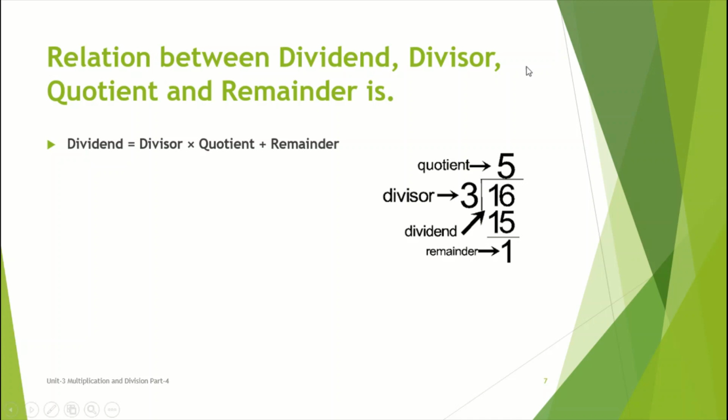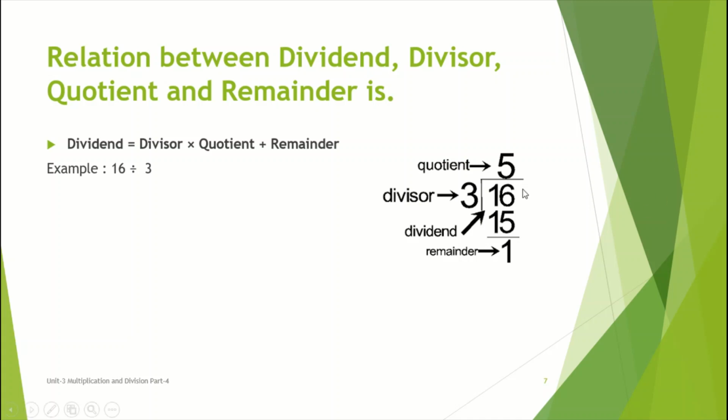We will see one very easy example which we have already learned in class 3, 4, that is 2-digit division. 16 divided by 3. This is the way we do division. For this you should know the table of 3. Now we will see at what times of 3 is 16. 3 ones are 3, 3 twos are 6, 3 threes are 9, 3 fours are 12, 3 fives are 15, 3 sixes are 18.